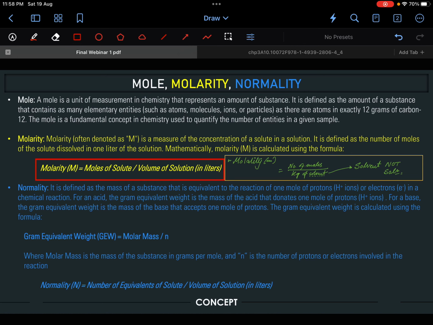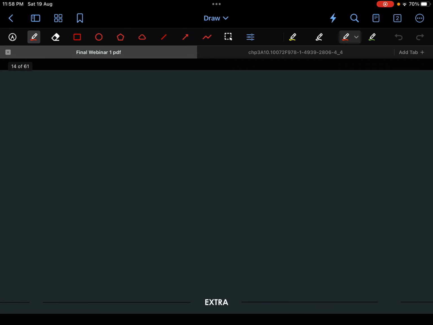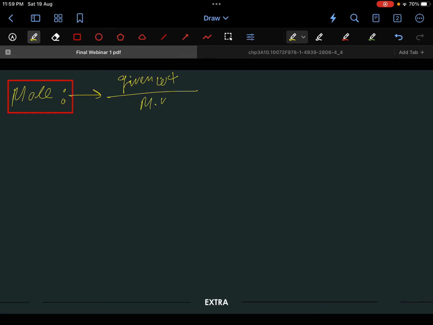Okay, let me go to the next slide. So firstly, that is mole, M-O-L-E. What is the concept of mole? The concept of mole is very simple. Just divide the given mass, the given weight, by the molecular mass of that substance. It can be atoms, molecules, or any entities present: the given weight of an atom, or of a molecule, or of an ion, divided by the molecular weight of that entity.